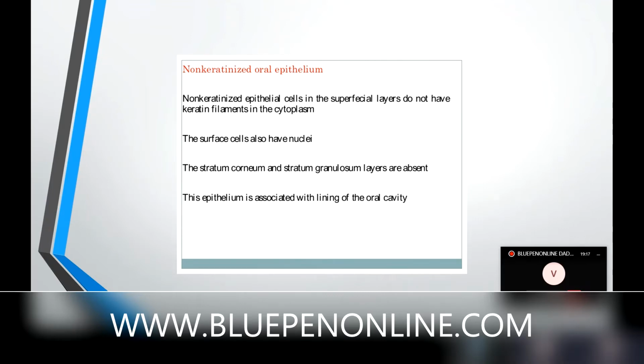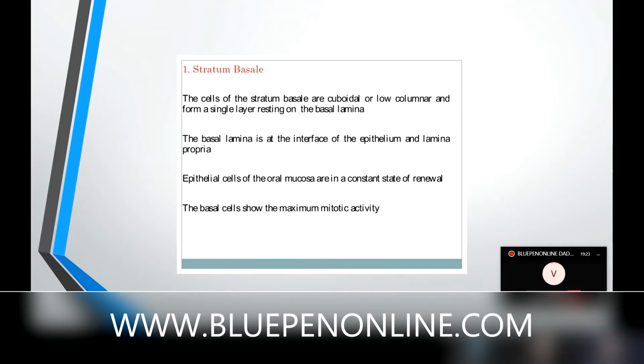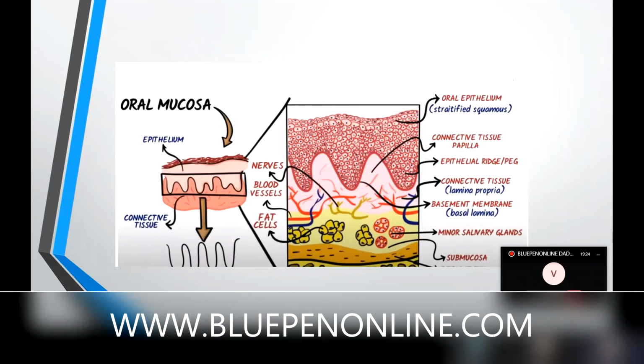Ma'am, but cheek linings have minor salivary glands, no, ma'am? See, you're getting confused. We are talking only about this epithelium portion. We are not talking about salivary glands, which are present in the submucosal layer. We are talking only about the epithelium layer. Don't confuse.